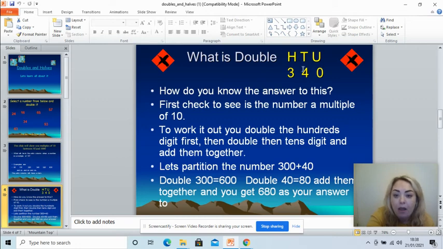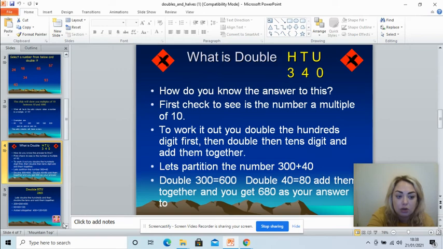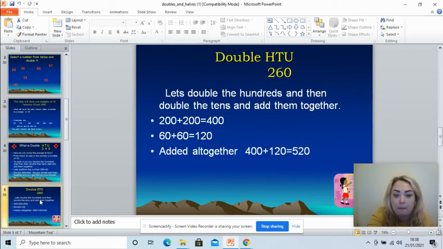So if we go to double them, 300 doubled is 600. Double 40 is 80. So if we add those together, that would give us 680. Nice and simple, guys. You can all do this really easily.